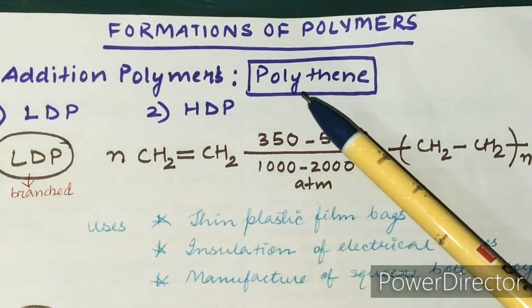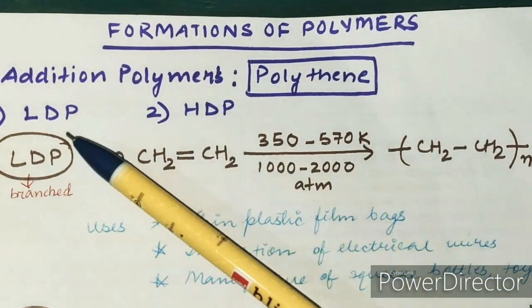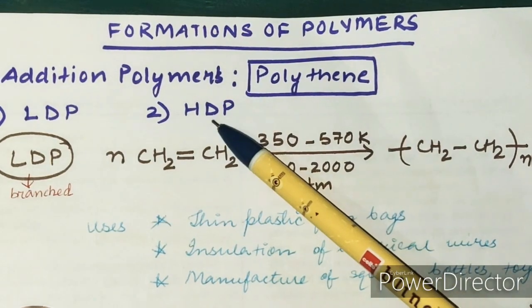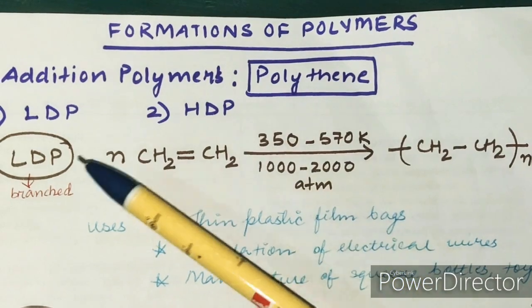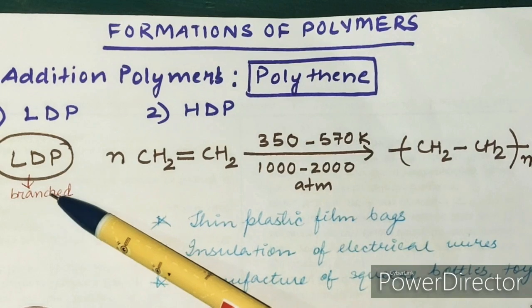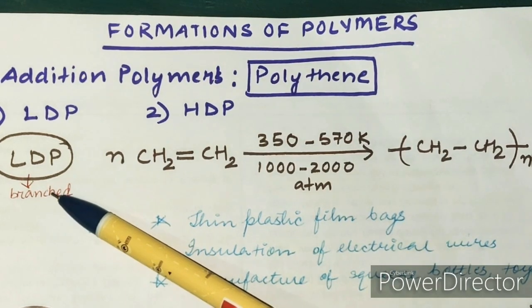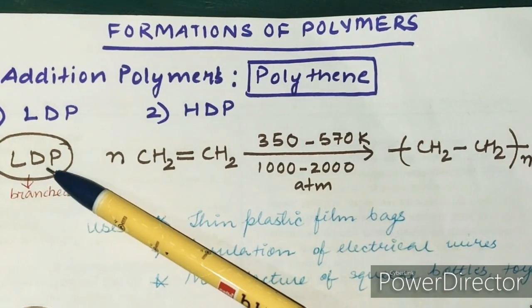So starting from polyethylene, you will get LDP and HDP. As you know, LDP means low density polyethylene and HDP means high density polyethylene. And why are the names given so? Because in this type of polyethylene, branching occurs. Due to the branching, there is a gap between the linear chains and hence the density is low. So it is known as low density polyethylene.